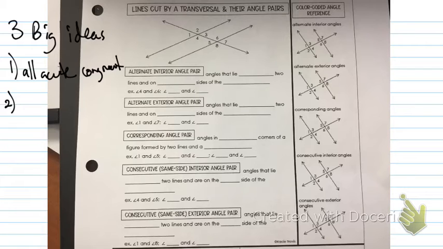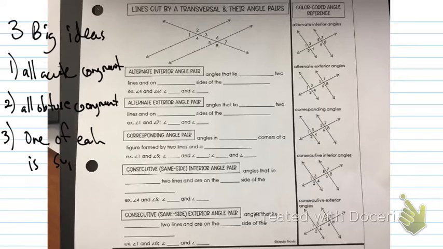Big idea 2 was all obtuse angles are congruent. Okay? And big idea number 3 then was if I had one of each, they would be supplementary. How do you guys know this? Because they make a linear pair, right? One of each makes a linear pair.